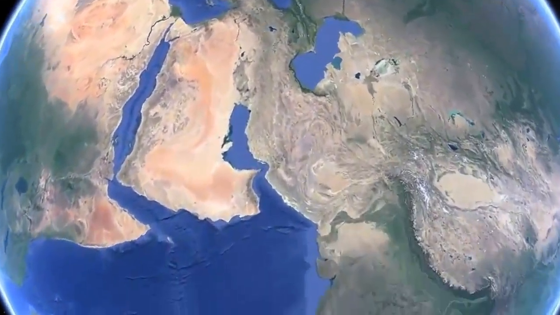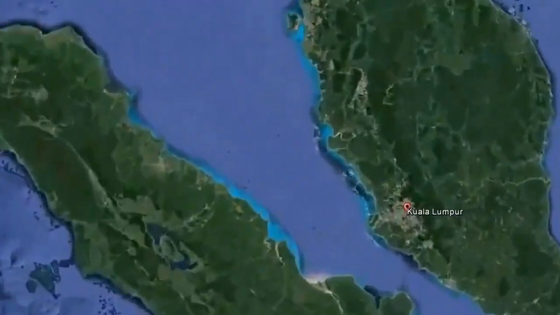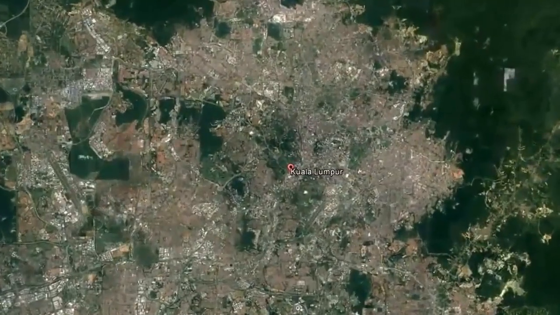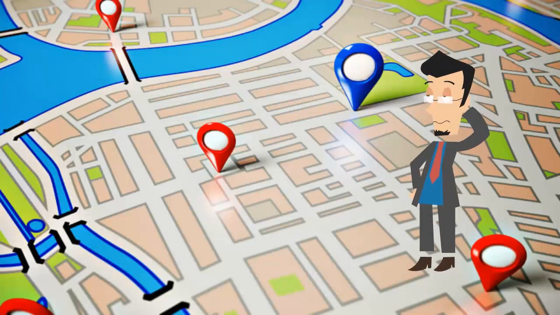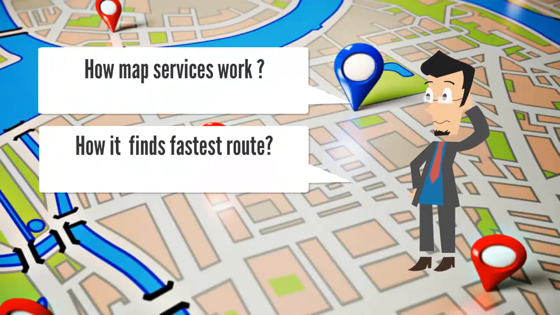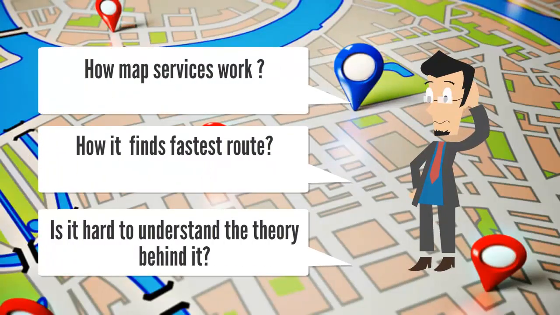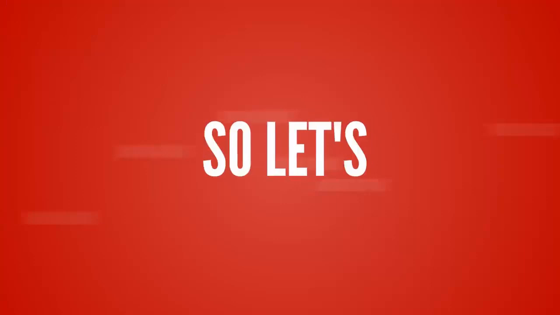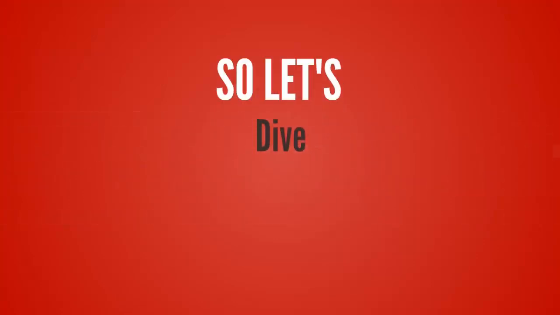For the many of us who use Google Maps on a daily basis, we know that Google Maps helps us reach our destination in the most efficient way. Have you ever wondered how map services work, how it finds the fastest route? Is it hard to understand the theory behind it? Inshallah, after watching this video you will have answers for all these questions. So, let's dive into the theory behind it.